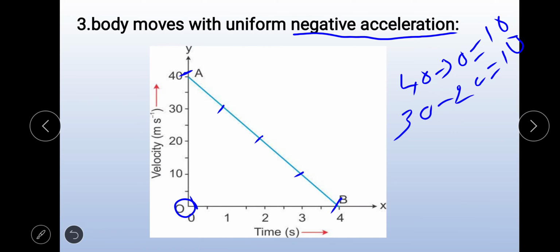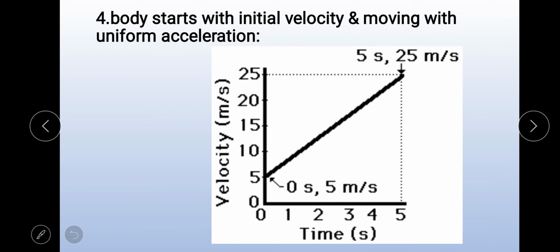Next, the body starts with an initial velocity and moves with uniform acceleration. In this case, the body initially moves with some velocity. In this example, the initial velocity of the body is 5 meter per second. At time t equal to 0 second, the velocity of the body is 5 meter per second. At 1 second, the velocity increases to 10 meter per second.